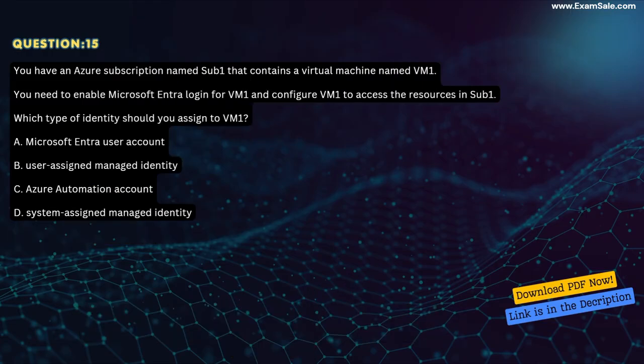Question 15. You have an Azure subscription named Sub1 that contains a virtual machine named VM1. You need to enable Microsoft Entra Login for VM1 and configure VM1 to access the resources in Sub1. Which type of identity should you assign to VM1? A. Microsoft Entra User Account. B. User Assigned Managed Identity. C. Azure Automation Account. D. System Assigned Managed Identity.